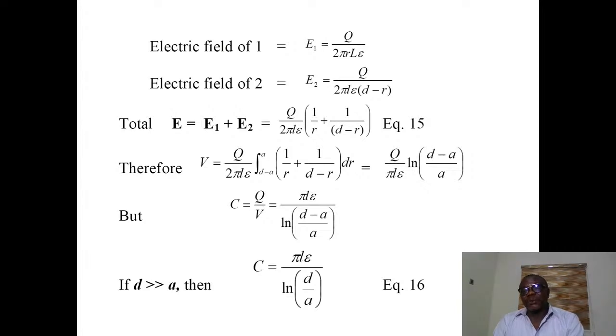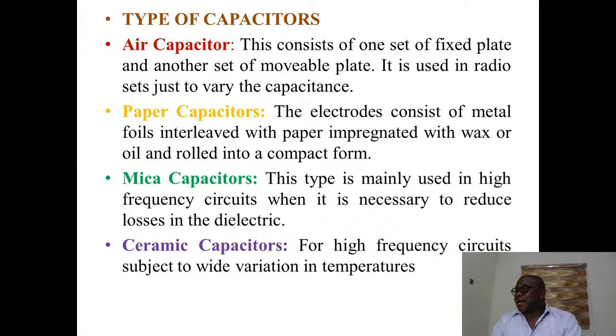We hope that you will follow in that and arrive at equation 16. They are straightforward mathematics. So we also have types of capacitors. We have a variable capacitor, which consists of one set of fixed plates and another set of movable plates. It is used in radio sets just to vary capacitance and help you to select different channels. When we talk of channels here, we talk of the frequencies you are looking for.